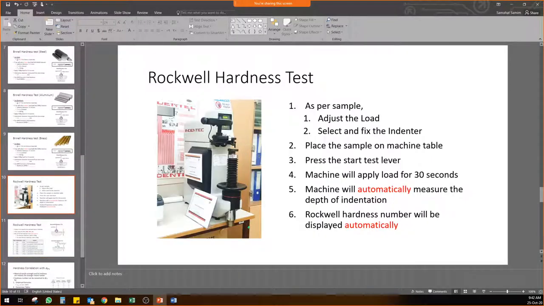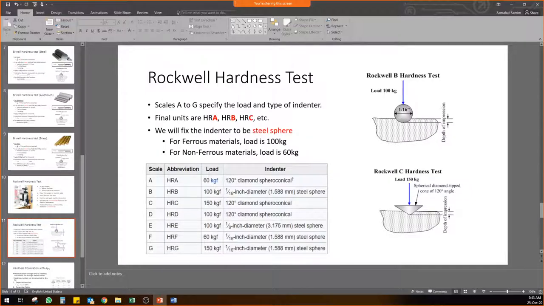As you can see, the machine also looks similar to the Brinell hardness machine. You put the sample here, it applies the load and gives you the hardness number in the display automatically. But before taking the Rockwell hardness test, I want you to understand the whole concept. The concept of the Rockwell hardness test is like this. You have different scales. If you remember, the Brinell hardness was measured as BHN, and in the Rockwell it is measured as HR, hardness Rockwell.